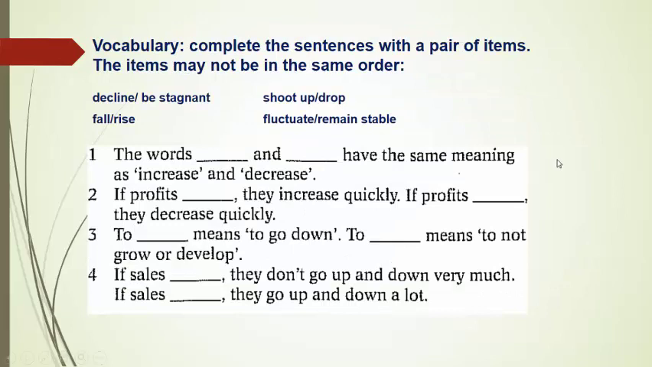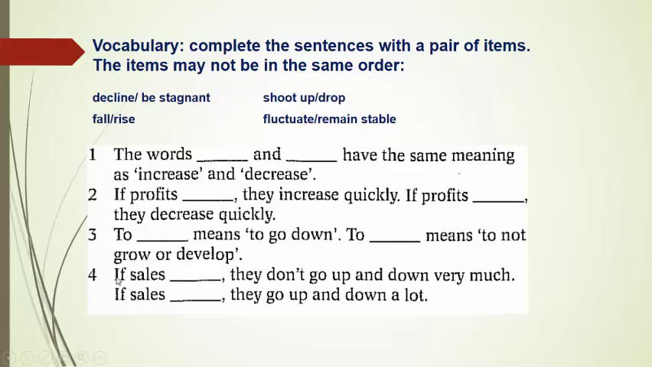One more vocabulary exercise. Complete the sentences with a pair of items. The items may not be in the same order. For example, decline, be stagnant, fall, rise, shoot up, drop, fluctuate, remain stable. Let's take this one, fluctuate and remain stable.